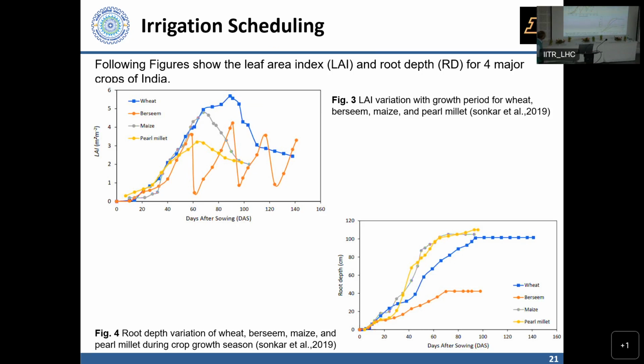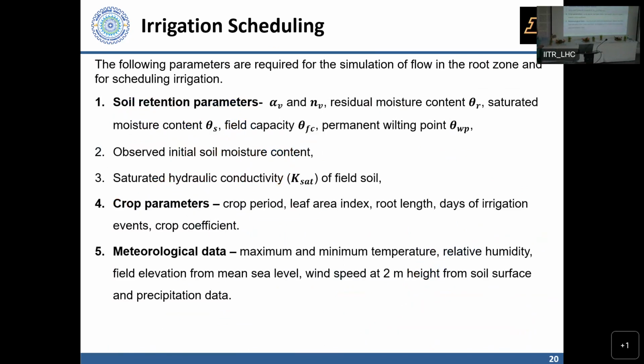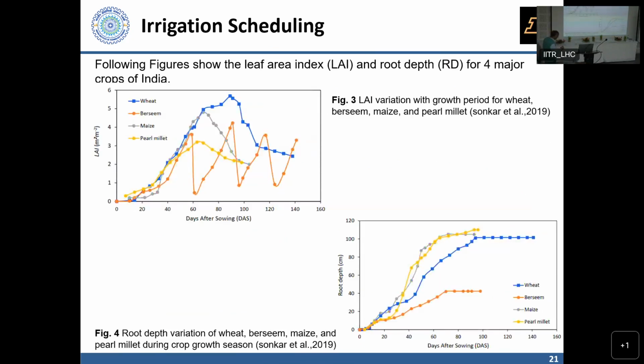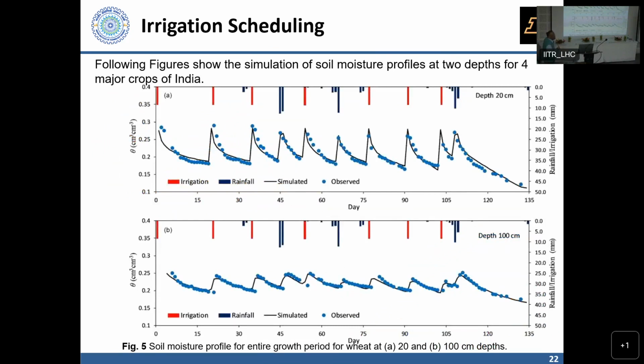This is how the root length varies over here. Up to maturity the root length will go on increasing, after that it stops and becomes almost constant. There will not be any further growth of the plant, so this is also required. And with this information, we can model, we can solve the governing equation to get the soil moisture status in the root zone.